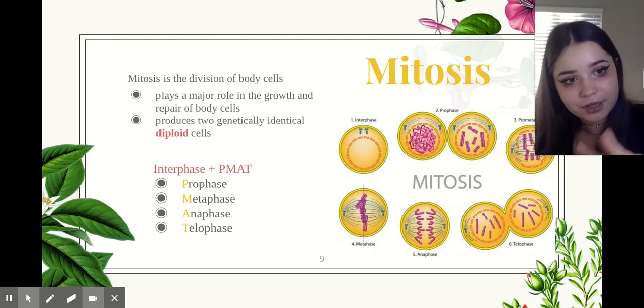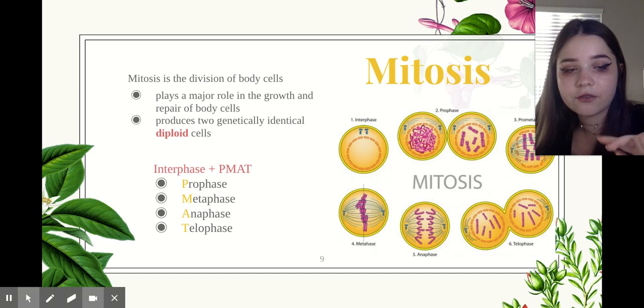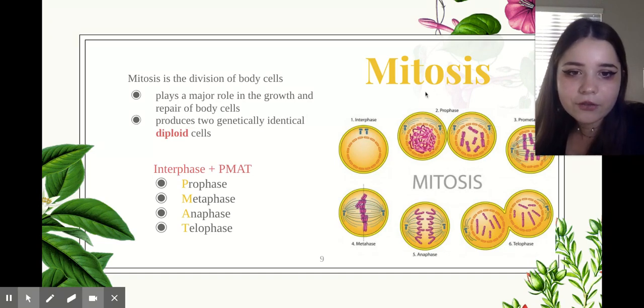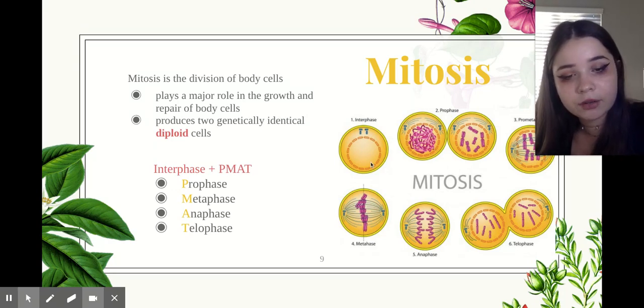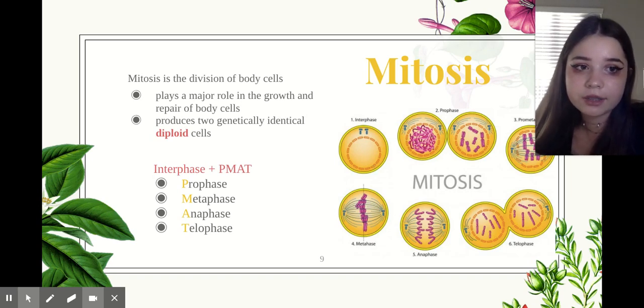And that's really important. And the main processes that occur during mitosis is first the interphase and then PMAT. And PMAT involves prophase, metaphase, anaphase, and telophase. So over here is the interphase where DNA replication happens and your cell is preparing to replicate. So it's sort of preparing. So DNA replication happens and your cell is just making sure it has enough nutrients and resources to reproduce.